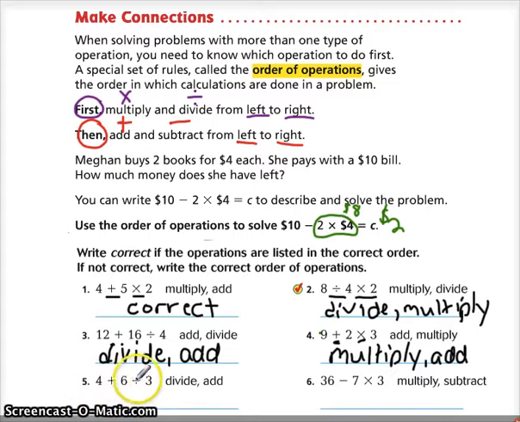Okay, 4 plus 6 divided by 3. Divide, add. I think this is correct because I'm supposed to take care of multiplication and division first and then addition and subtraction. So I agree with this one. 6 divided by 3 is 2 and 4 plus 2 is 6.